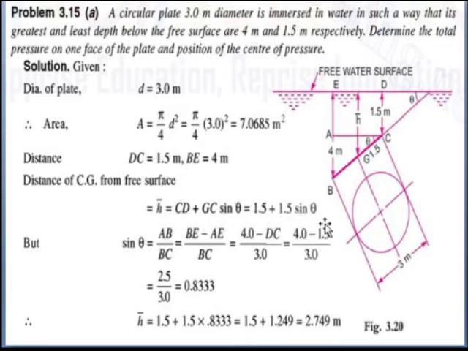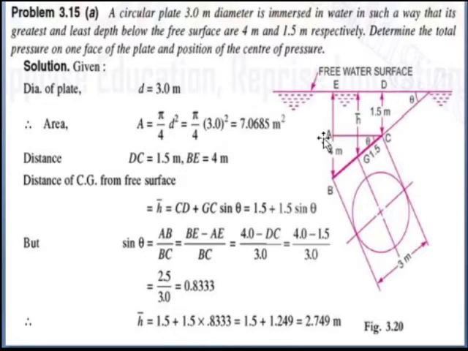But we know that sin theta is equal to what in this triangle. If we consider this triangle, sin theta is equal to opposite side upon hypotenuse. The opposite side distance is AB, but we don't know the value of AB. So AB is equal to what, the total distance, BE minus AE.